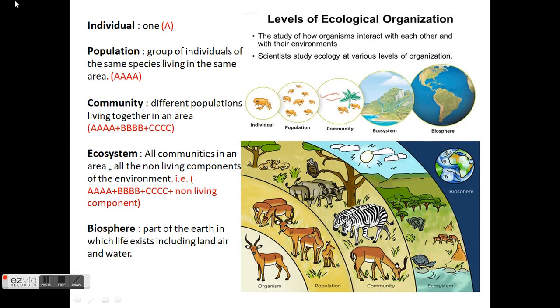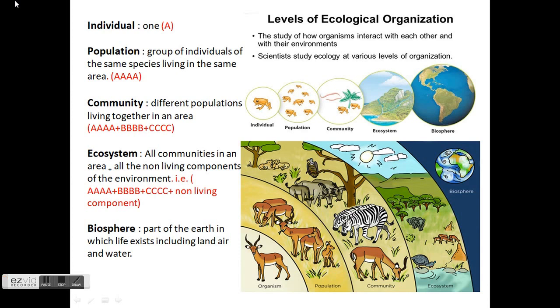There are different levels of ecology. We study ecology at different levels, and it starts from an individual. An individual is a single organism or one species. When a group of individuals of the same species start living together in the same area, they form a population. For example, in this picture you can see a group of deer living together, so they form a population.